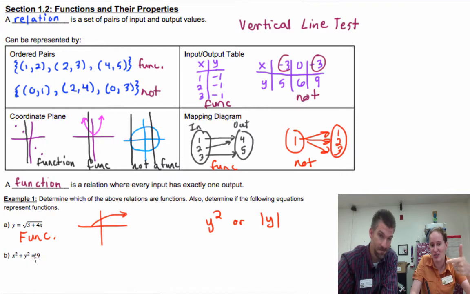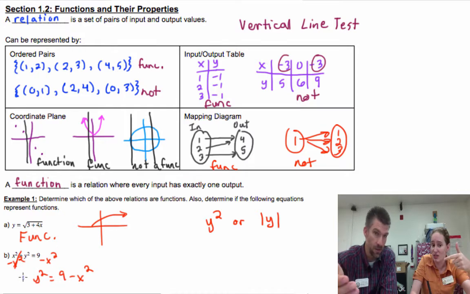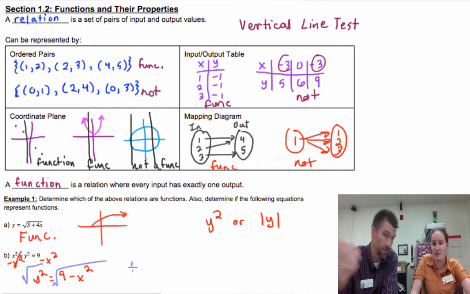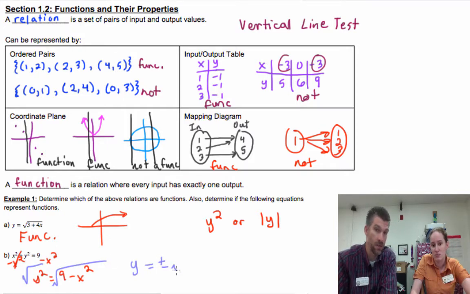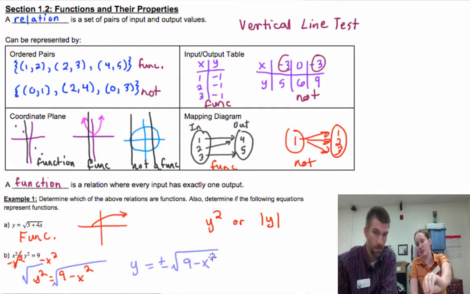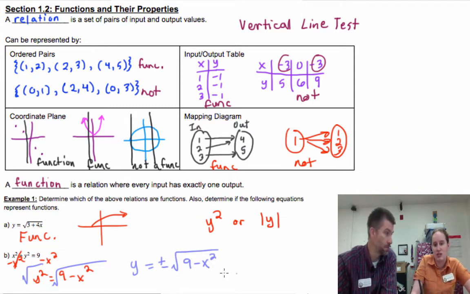Because if I try to put this in my calculator, I have to solve for y. So I subtract x squared, and y squared equals 9 minus x squared. And then when you take the square root of both sides, you've got to have plus or minus the square root. Now that tells us that y could be two different things. That's what we mean by you put in an input x, but you get two answers out. That's not a function.